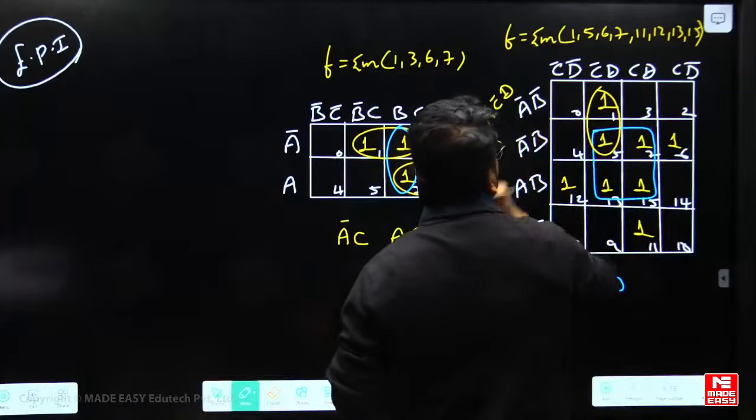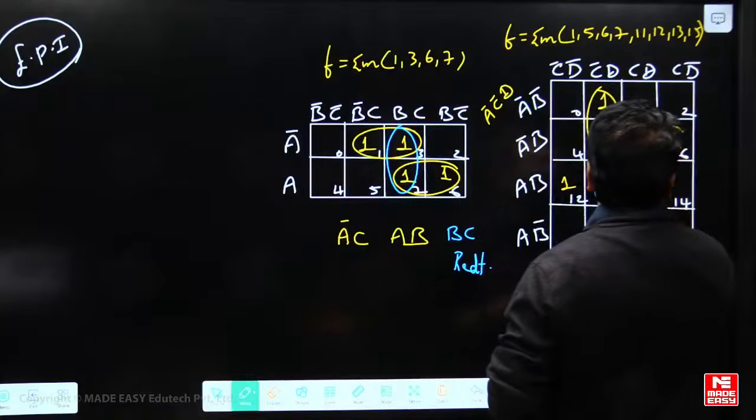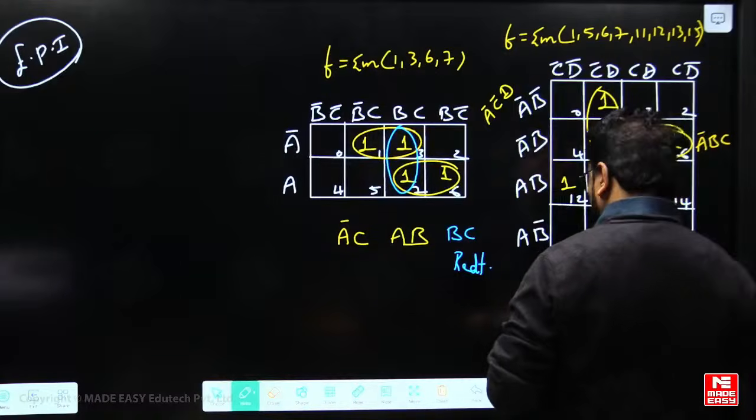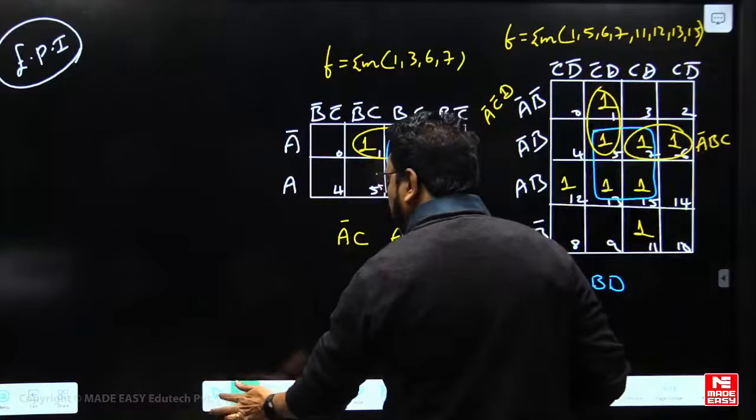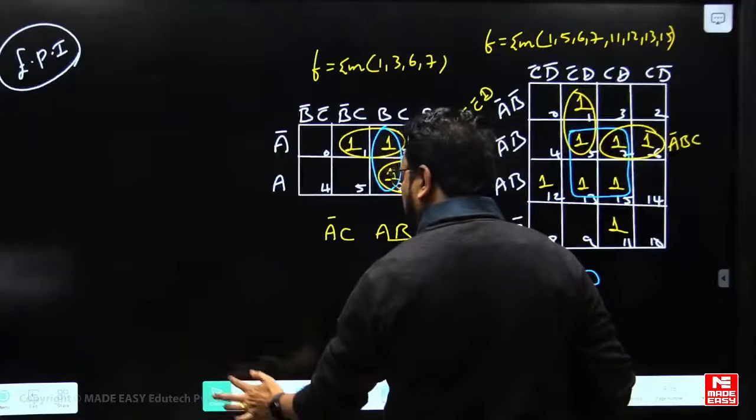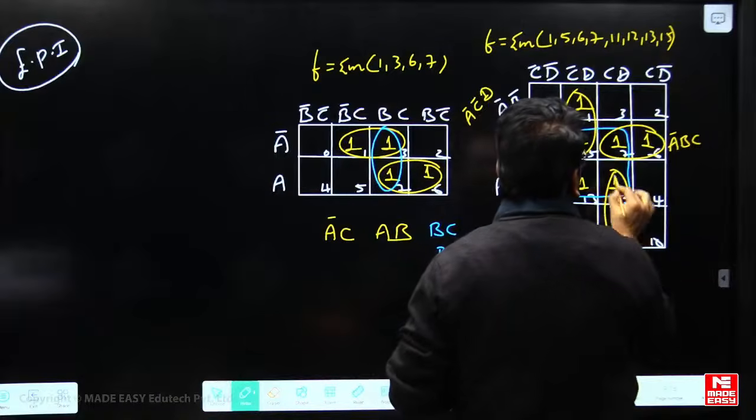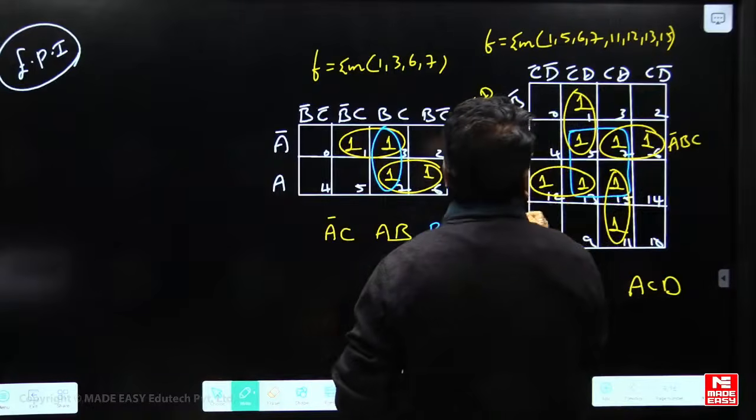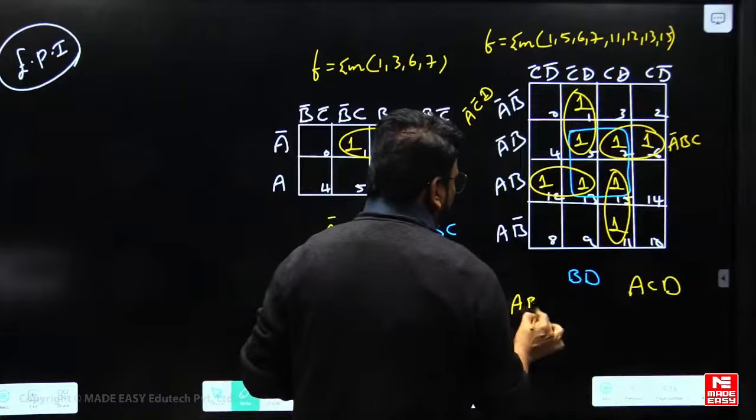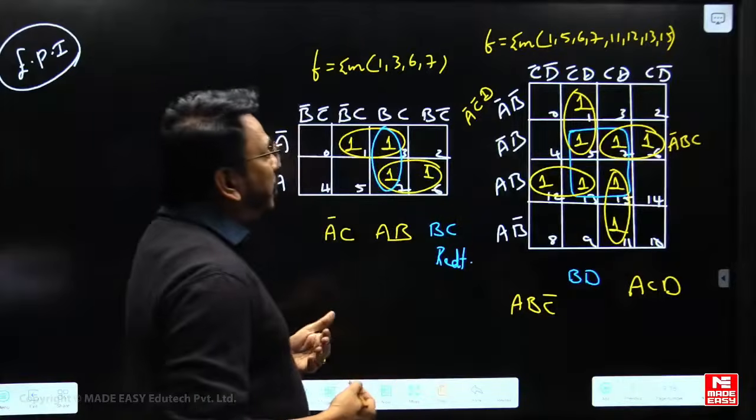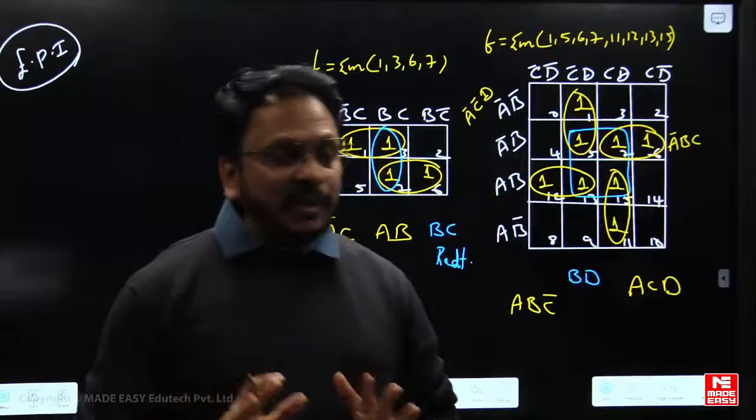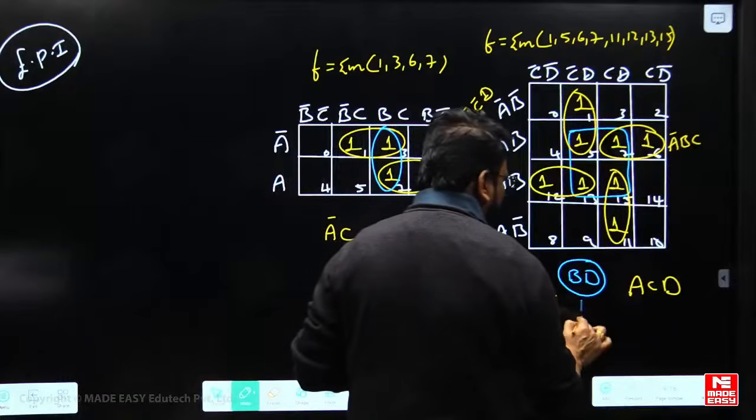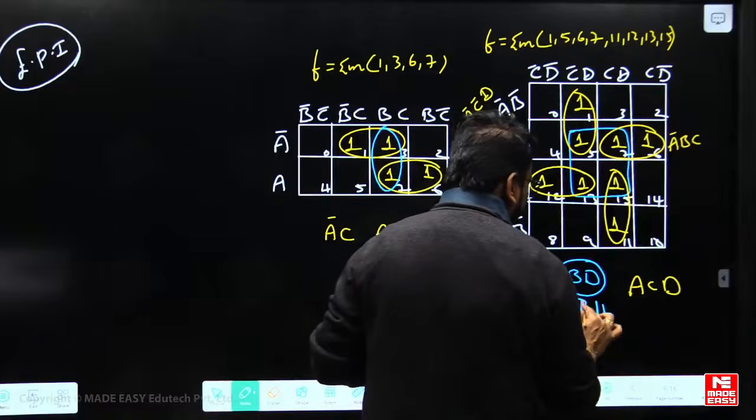A bar C bar D, and this one is going to be A bar B C. Like that, this is going to be A C D, and it's going to be A B C bar. Now sir, what did you make, sir? All possible groups I made. Of course, here this BD is going to become redundant. Okay, right.